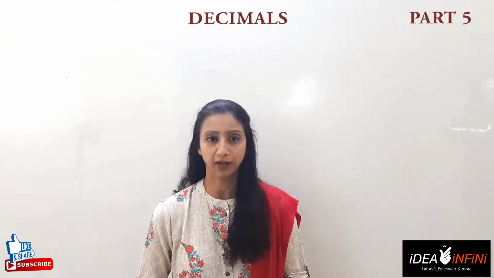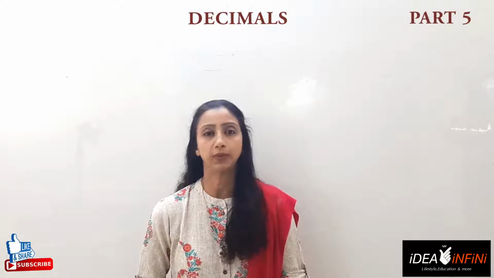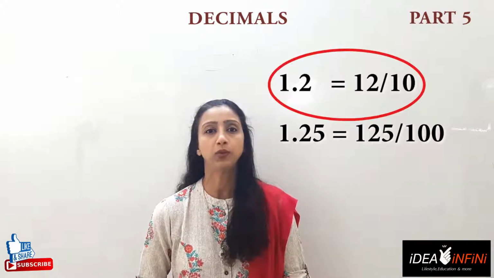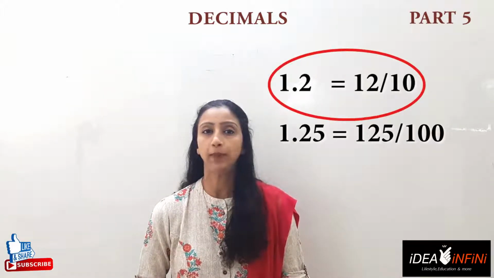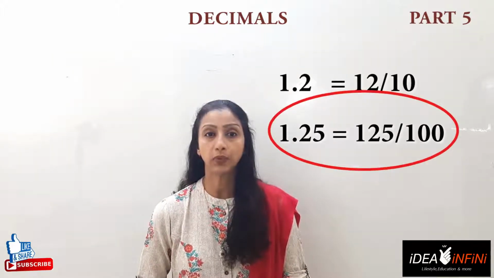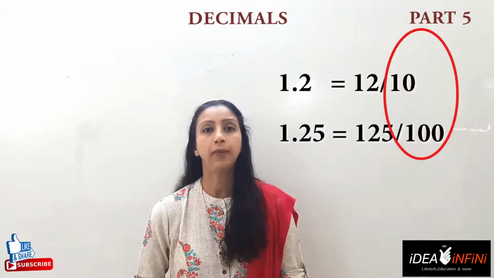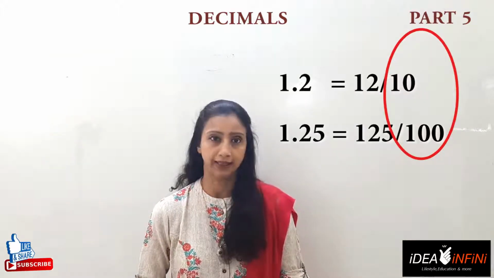Decimals are fraction numbers with denominator as 10 or a multiple of 10. For example, 1.2 can be written as 12 by 10. 1.25 can be written as 125 divided by 100. So the denominator is a multiple of 10 or 10 itself.